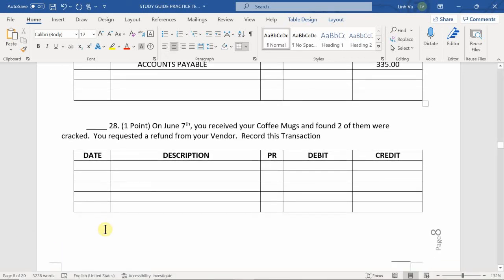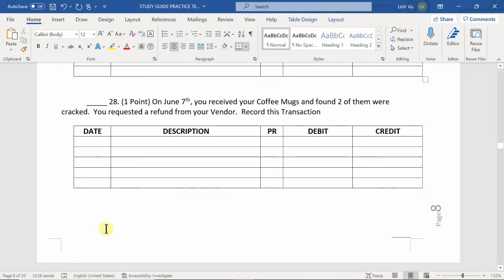All right, number 28 says, on June 7th, you received your coffee mugs and found that two of them are broken, okay? So two of them are cracked, and you requested a full refund from your vendor. Record this transaction. So this is assuming this is a continuation. So you reduce from accounts payable, and you add to the inventory, no?